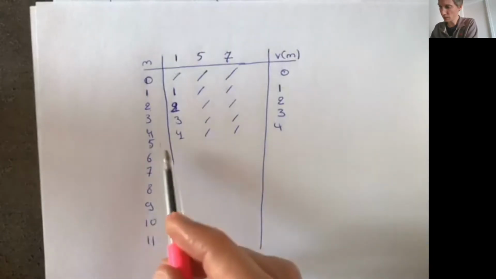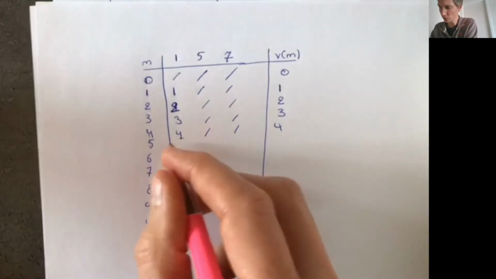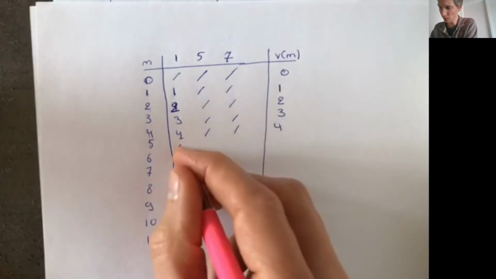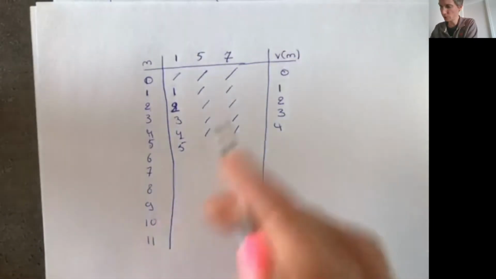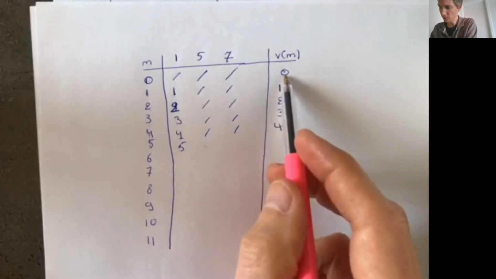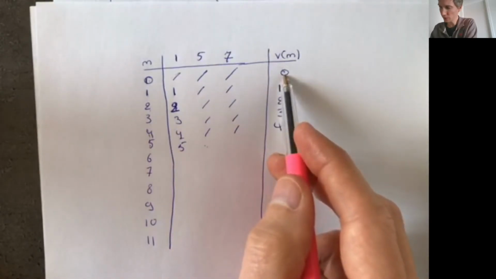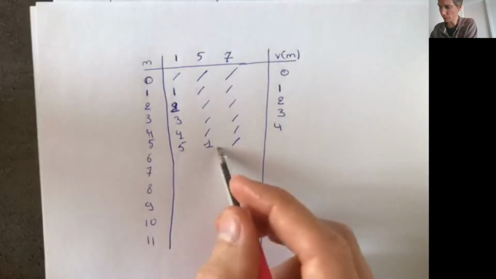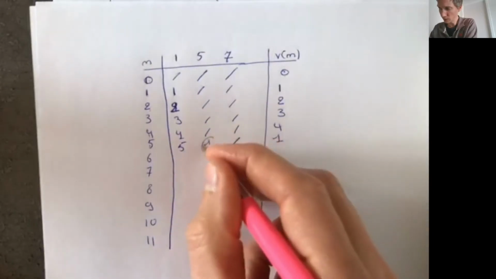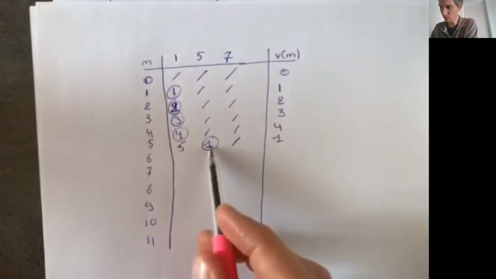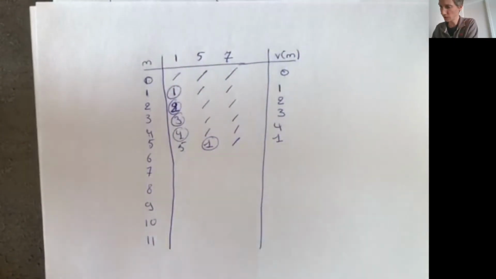Now 5 is a more interesting case. If I use a 1 coin, I still need to repay 4, so 4 plus 1 is going to be equal to 5 coins used. If I use a 5 coin, then I have an amount of 0 left to pay. So it's 0 plus 1, so I only use 1 coin here, and I cannot use the 7 coin. So the minimum of 5 and 1 is equal to 1 here. So I have a new optimum. Here, these were the optima, and this is now my optimum choice.